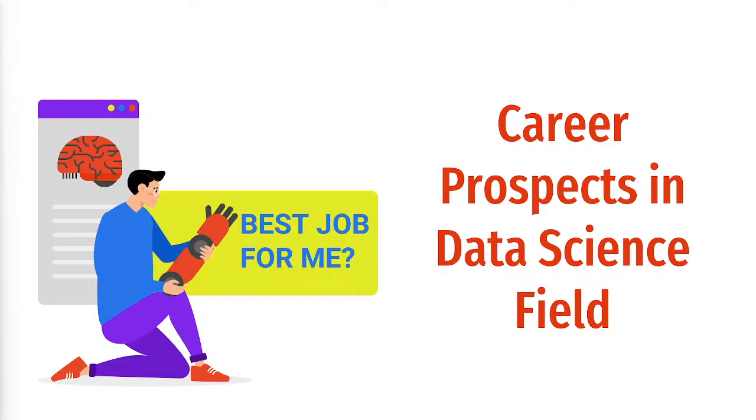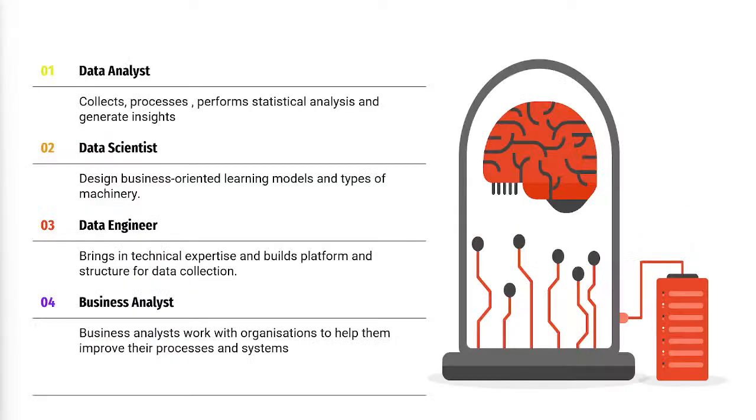Okay, moving forward with career prospects. There are many. I mentioned earlier that you can become a data engineer. If you have technical knowledge of some programming language apart from Python and R, like Java, C, or some web development or software development language, then you can learn machine learning, and you can go into the data engineering field. You need technical expertise to build platforms and structures for data collection. So, for example, you are developing a tool for web scraping. There you are going to use data. You are doing the work of a data engineer.